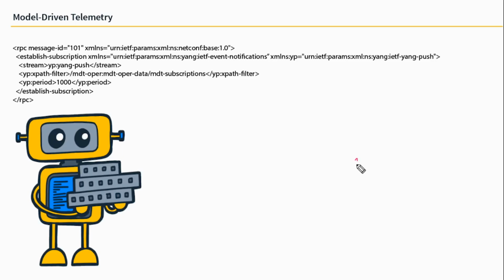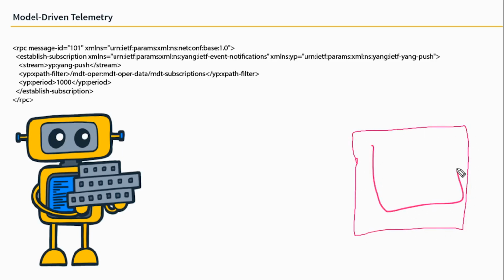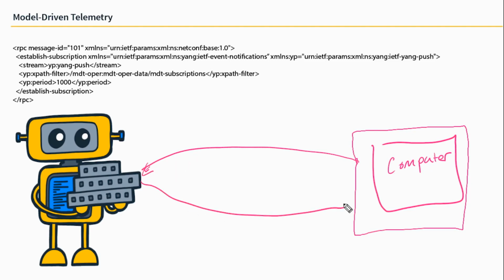First, I want you to think about how we've been interacting with network devices up until this point. This will be our computer here. And when we've wanted to interact with, say, this switch right here, we've connected into this device and pulled data out of it. Maybe we're using NetConf and we've used the get RPC or the get config RPC, or maybe we've used RESTCONF and we've used the HTTP get method.